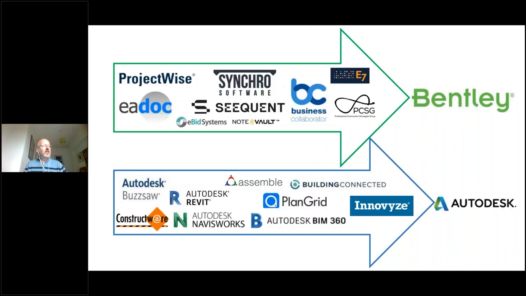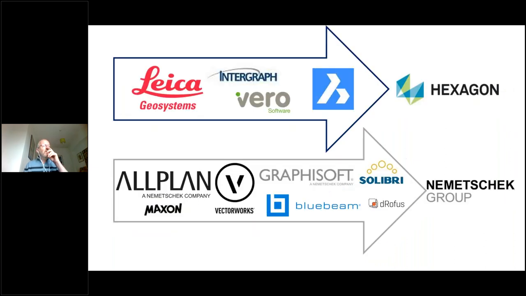We've seen the same with two other American companies, again both members of the technology group, Bentley and Autodesk. Bentley's portfolio includes three UK-based technology businesses, Synchro, Group BC, and PCSG. And Autodesk has expanded from its design roots to grow what it's called the Autodesk Construction Cloud, augmenting BIM 360 with PlanGrid and Building Connected, amongst other tools. And it's not just US firms that have been active in mergers and acquisitions. Sweden's Hexagon acquired Bricsys in 2018 to put alongside some other familiar names. And Germany's Nemetschek has a number of members from the technology group, Vectorworks, Graphisoft, Bluebeam, and Solibri among them.